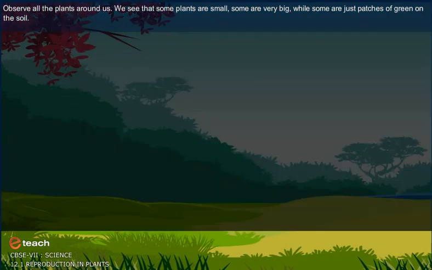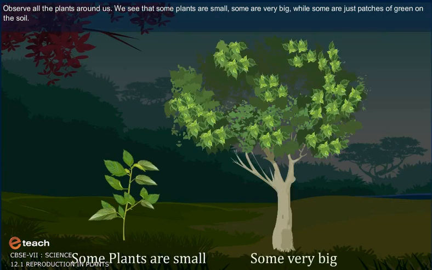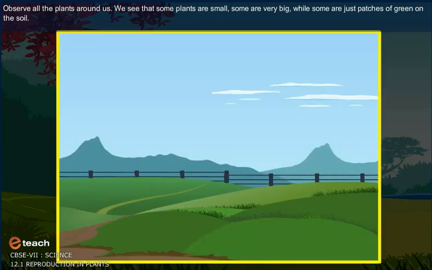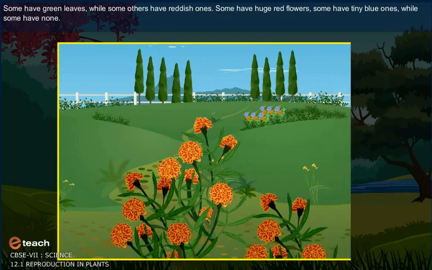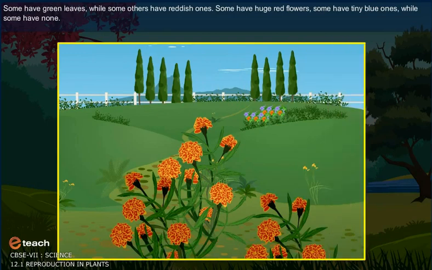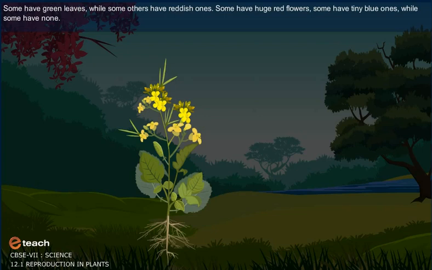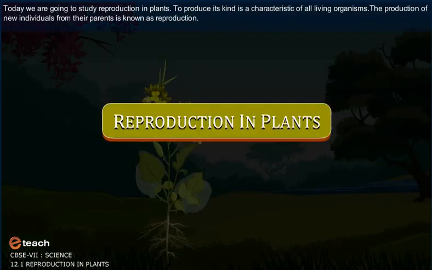We see that some plants are small, some are very big, while some are just patches of green on the soil. Some have green leaves, while some others have reddish ones. Some have huge red flowers, some have tiny blue ones, while some have none. Today we are going to study reproduction in plants.